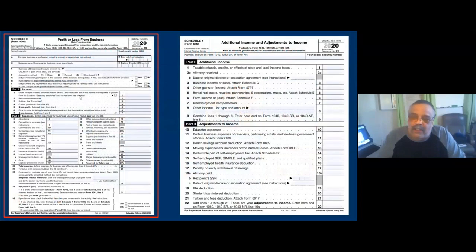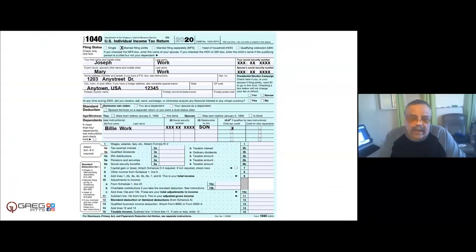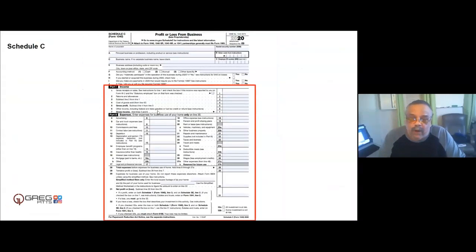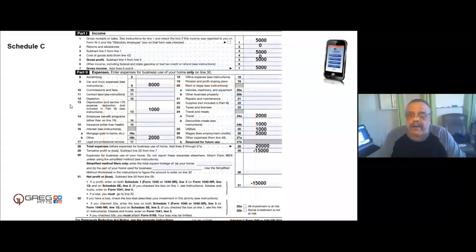So let's break down what the Schedule C and the Schedule 1 do together. Again, we're going to work with the bottom half showing the expenses or the income on your job. We're going to have the Schedule C, and we're going to work with Part 1 and Part 2 of the Schedule C. So let's just show you here. Move this out of the way.